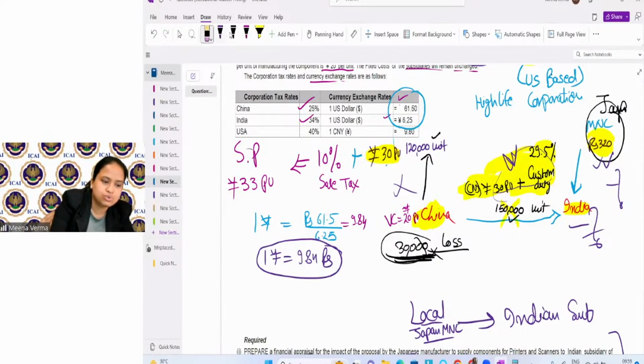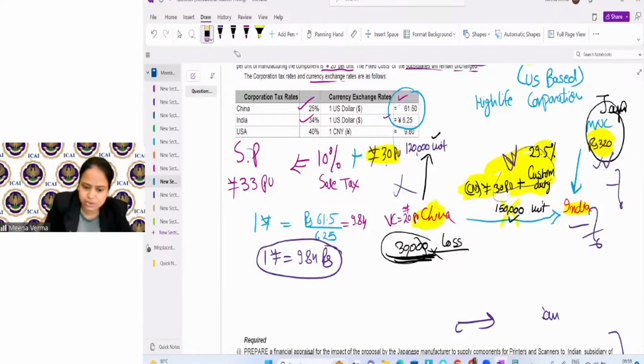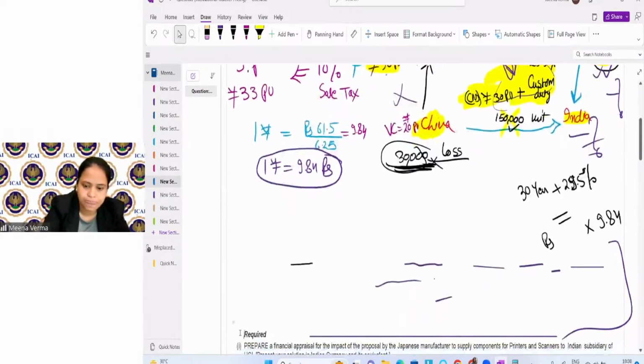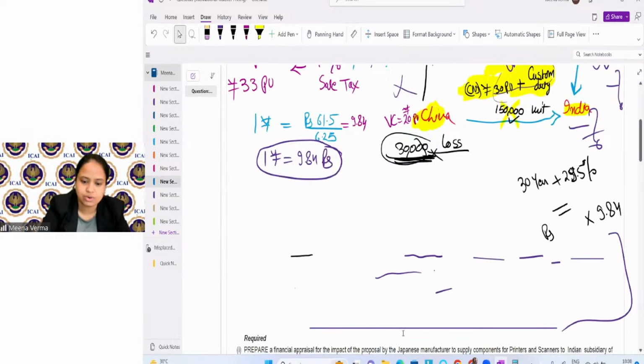So first you do one thing, convert this into rupees. You know that you are paying 30 yen per unit, plus you are paying 29.5% custom duty. So this will give you the price. Convert this into rupees, matlab multiply it with 9.84 and see what rupees is coming here. If you want, I can do it quickly for you, or let me show you the calculation. Okay, let me do it.